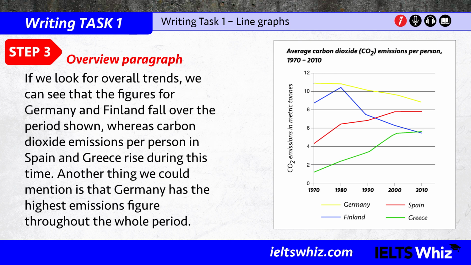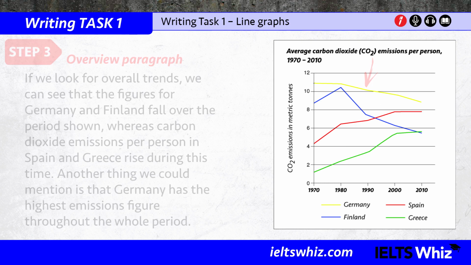If we look for overall trends, we can see that the figures for Germany and Finland fall over the period shown, whereas carbon dioxide emissions per person in Spain and Greece rise during this time. Another thing we could mention is that Germany has the highest emissions figure throughout the whole period.